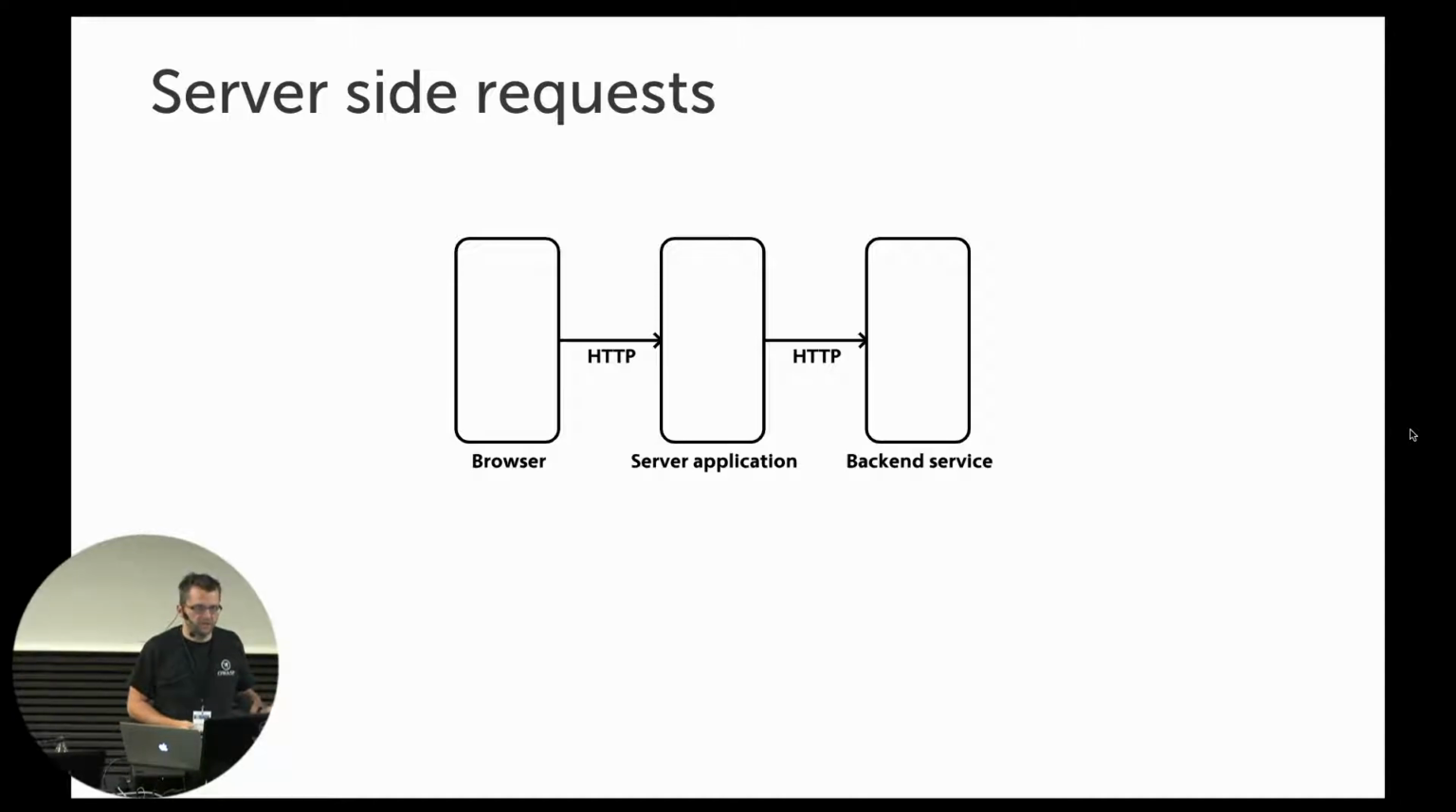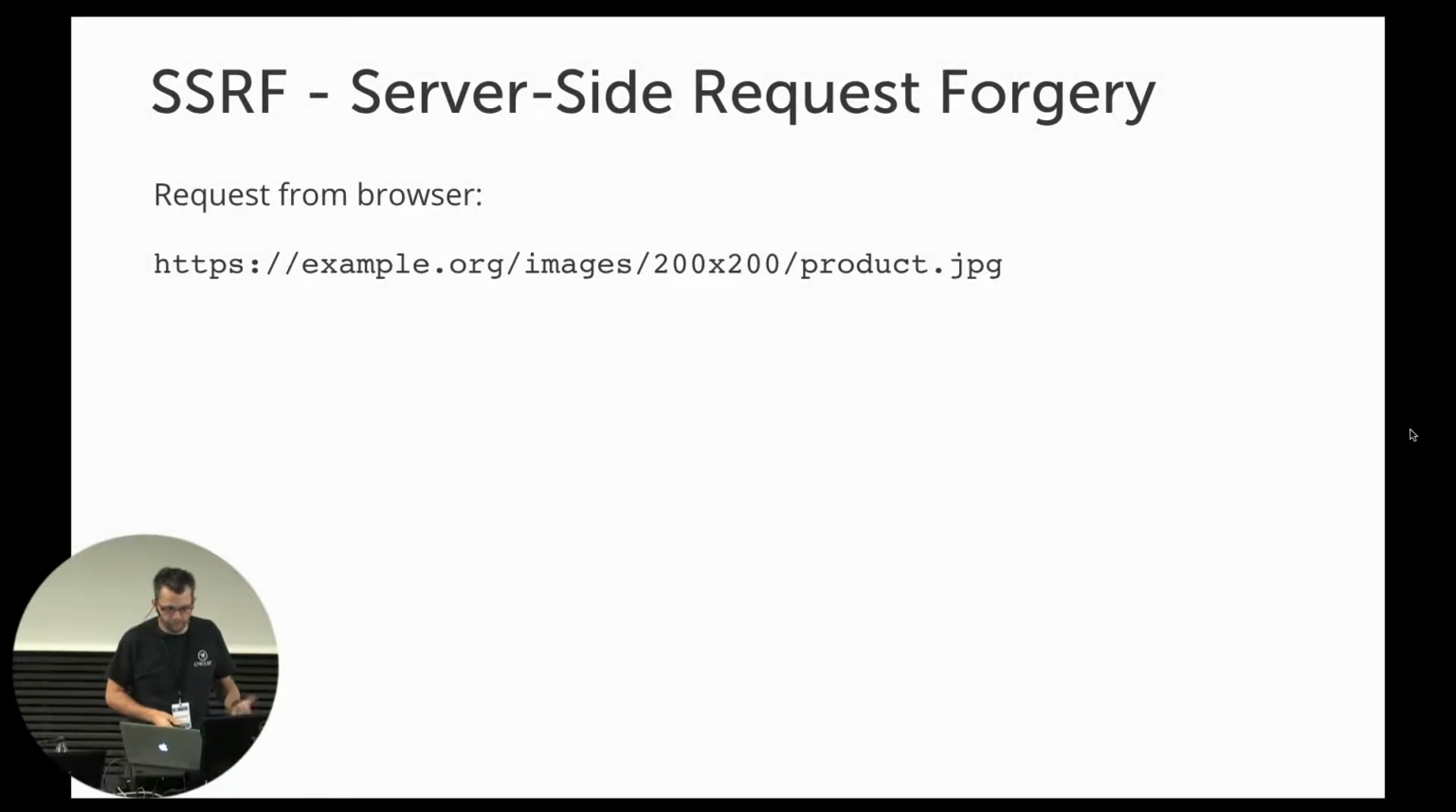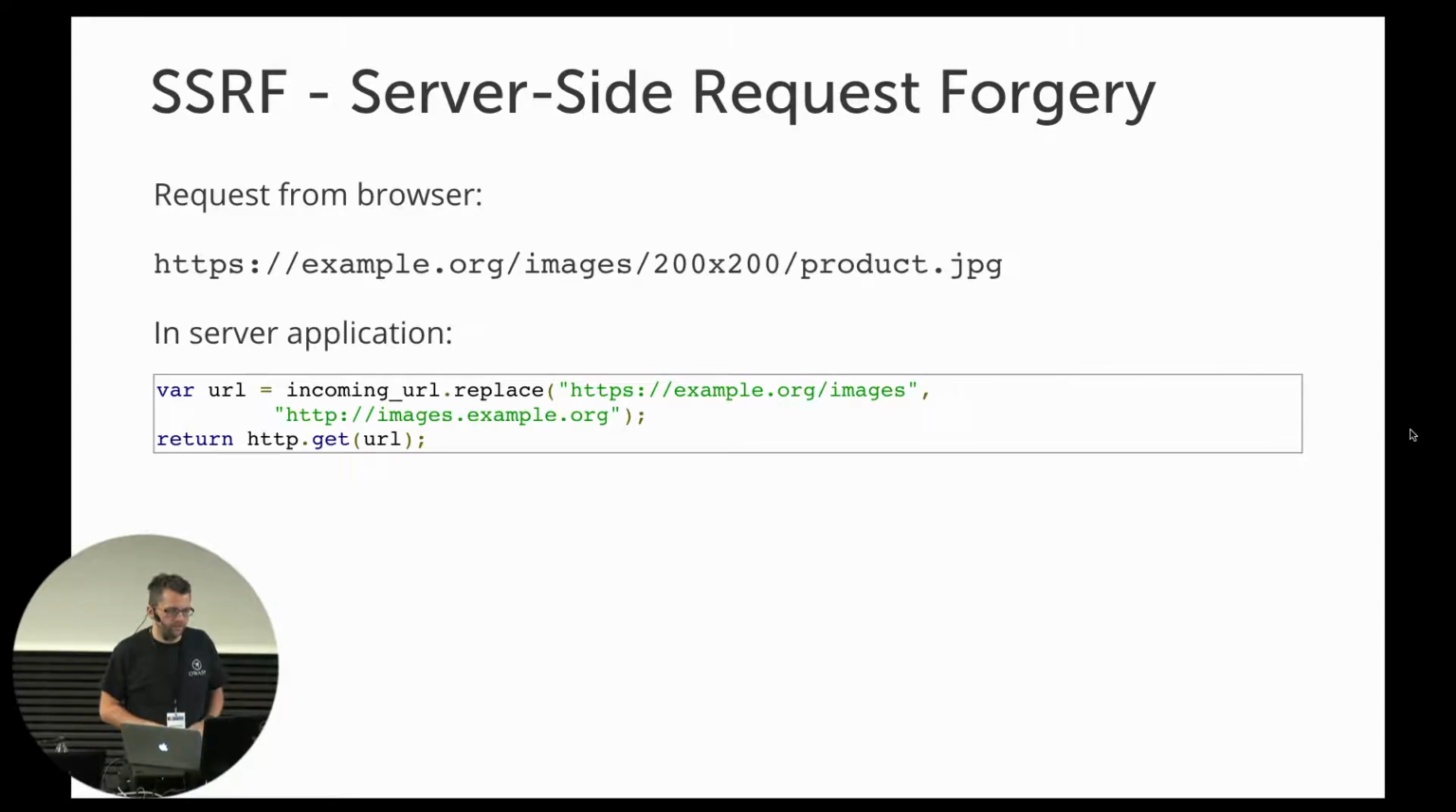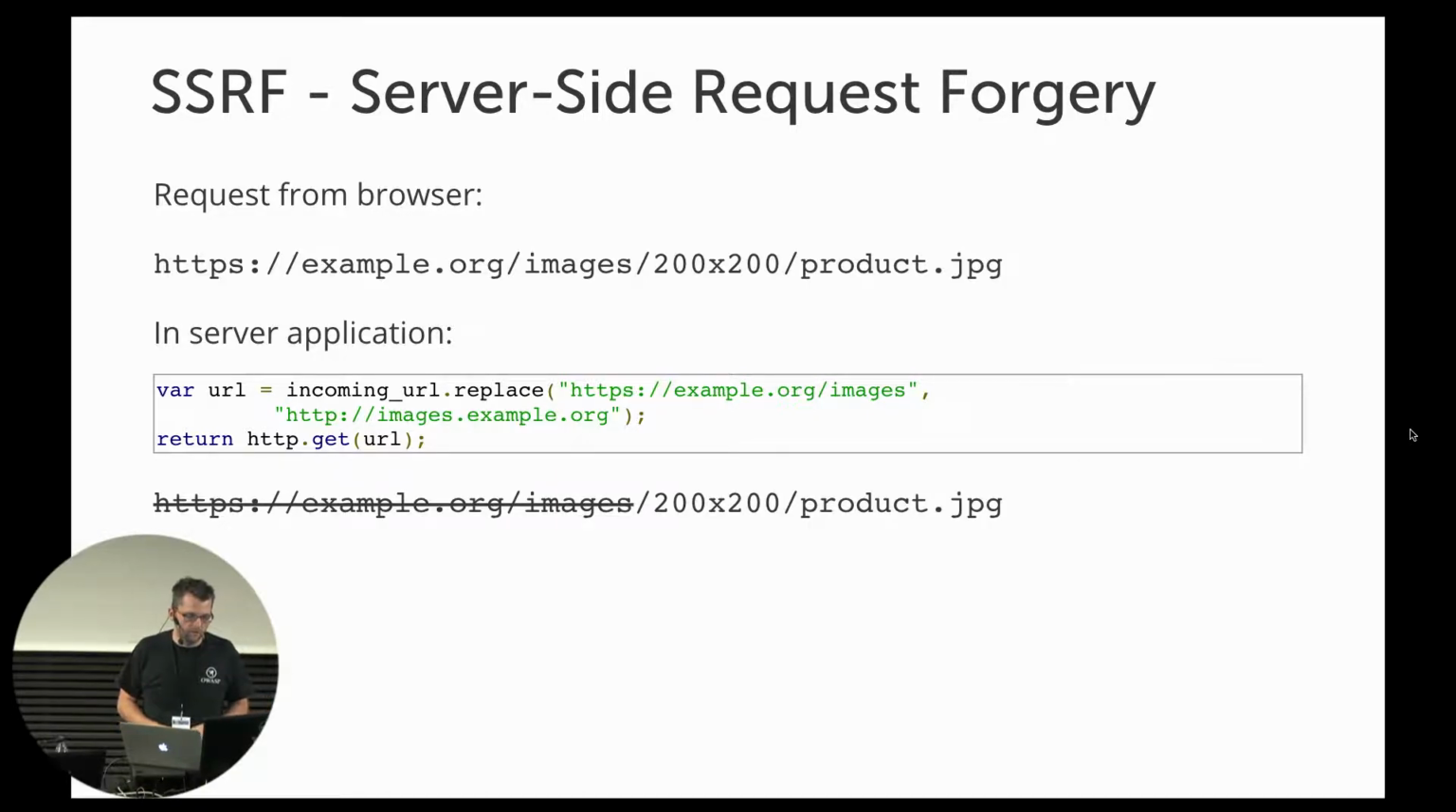It could also be something as simple as a reverse proxy. So we're going to use that as an example for a bit. So let's say we have this URI here, and we have our server-side application acting as a reverse proxy. So this is a bit of pseudocode. What it tries to do is take the first part of the URI and remove that and replace it with images.example.org. So we're going to load the image from a different host, which is not accessible from the outside, and then show it back to the user.